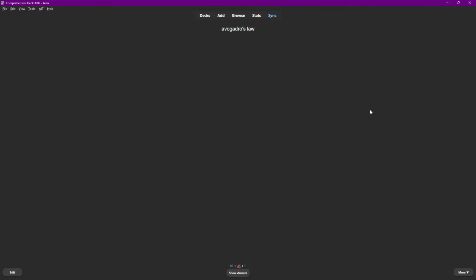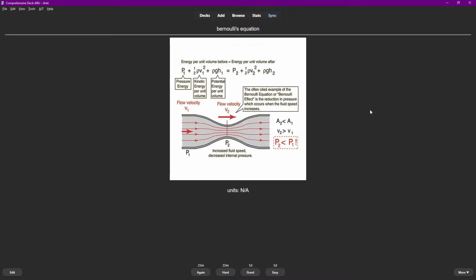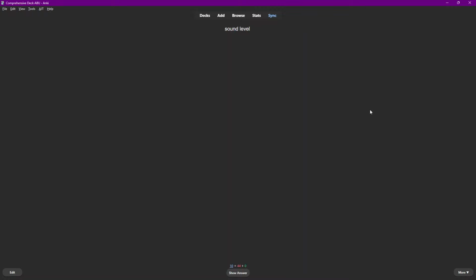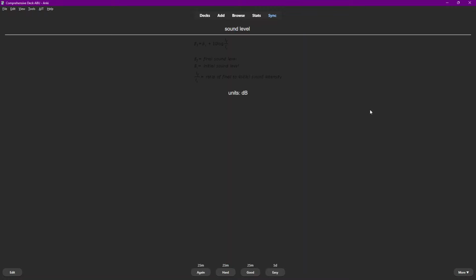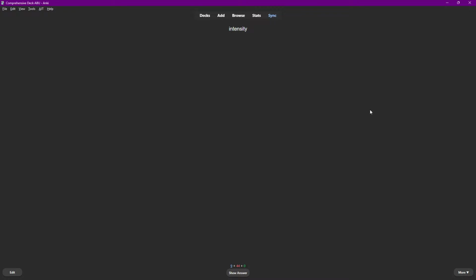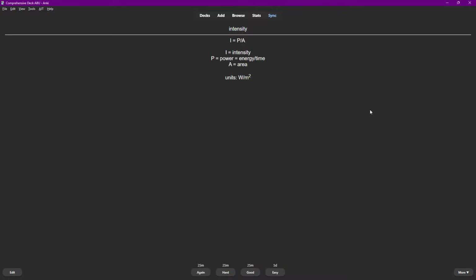Avogadro's law. Yep. Bernoulli's is 1/2 density v squared plus density times gravity times height. Sound level: B final is equal to B initial plus 10 log of intensity. Intensity is equal to pressure over area.